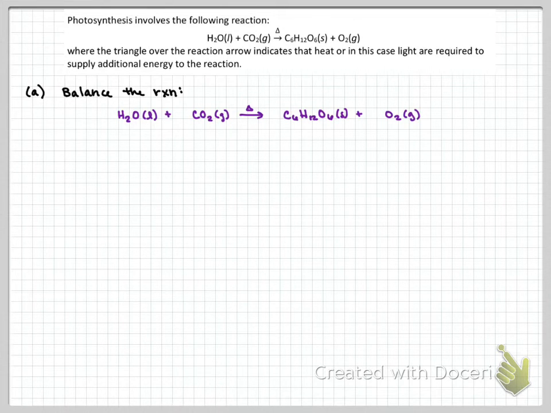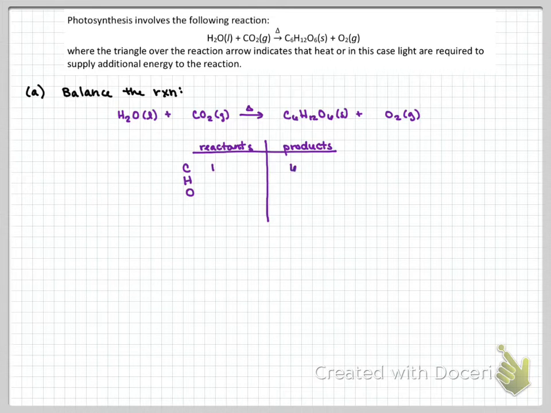The way I like to think through balancing reactions is to make the following table and to count how many of each type of atom appears on the reactant side of the arrow versus the product side of the arrow. So I'm going to save oxygen for last because oxygen actually appears in every single reactant and every single product of this reaction. So it's going to be the hardest to balance. So we'll start with the carbon.